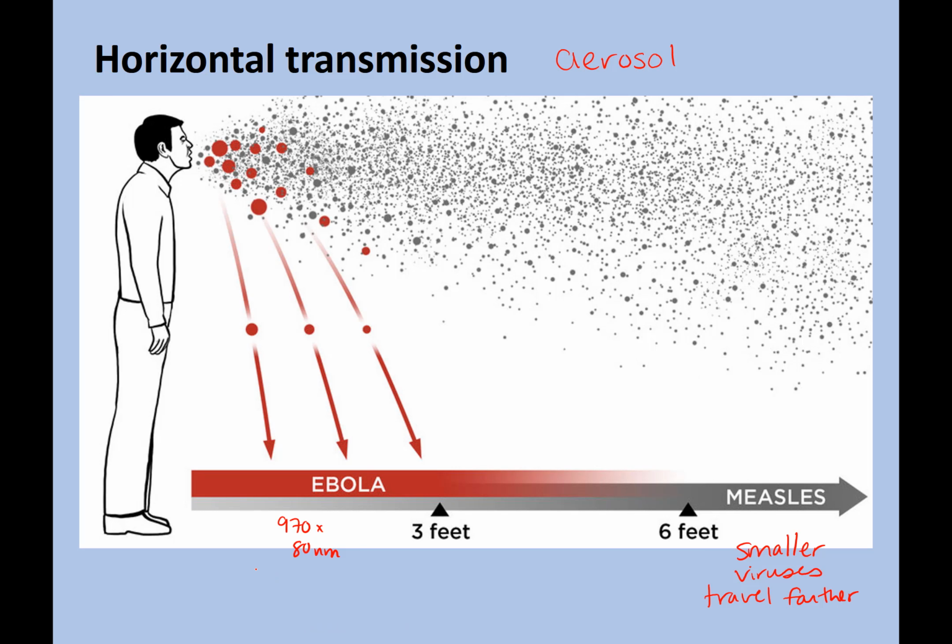All right, so this long guy. Okay. Influenza, the flu, is 80 to 120 nanometers. So it's much smaller. It can travel much farther. Measles are 100 to 200 nanometers.